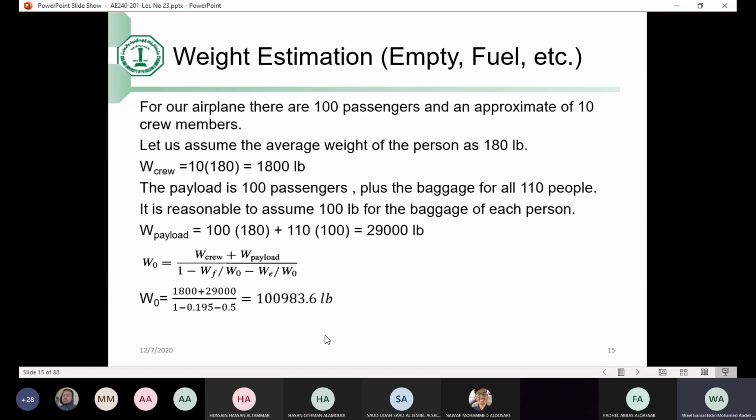So the total weight of the aircraft turned out to be about 101,000 pounds, almost 101,000. That's the initial weight estimation. So up to this point, there is only a very minor difference between jet design and propeller aircraft design, which is the specific fuel consumption. Okay. Next time, inshallah, we are going to go through the remaining design of the Boeing 727.